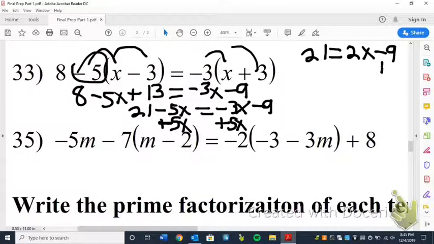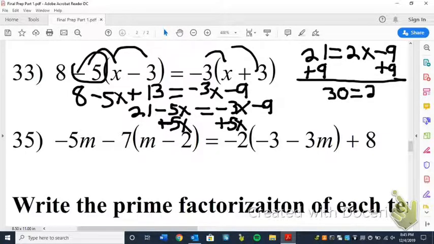Now, this is just a two-step problem from here on out. So we're going to add 9 to both sides. That gives me 30 equals 2x. Divide both sides by 2. And we get x equals 15.